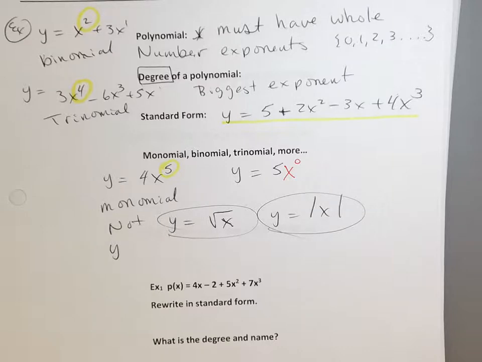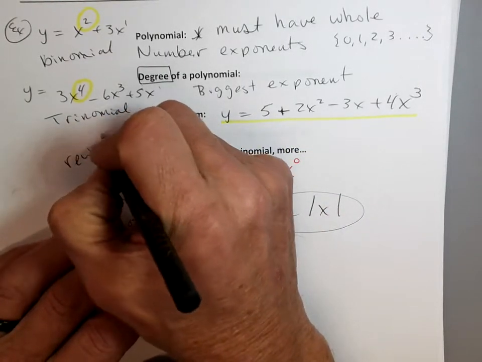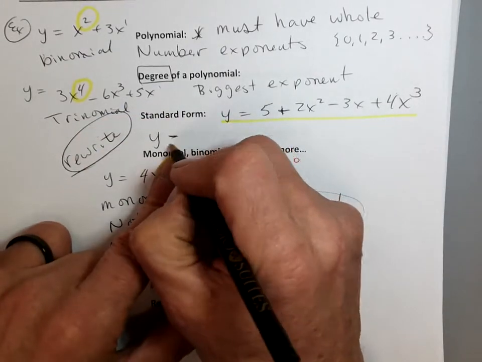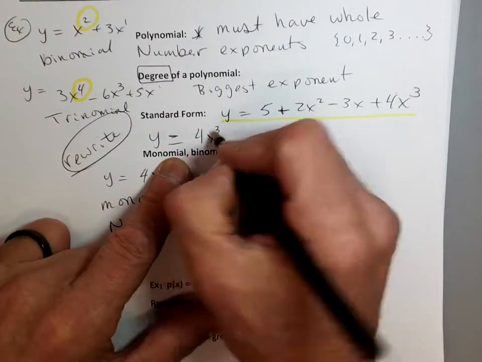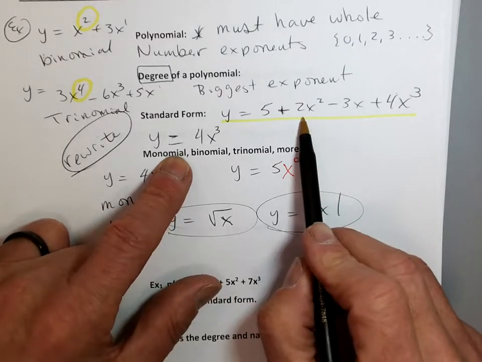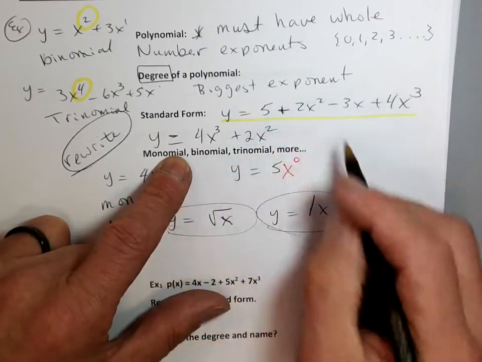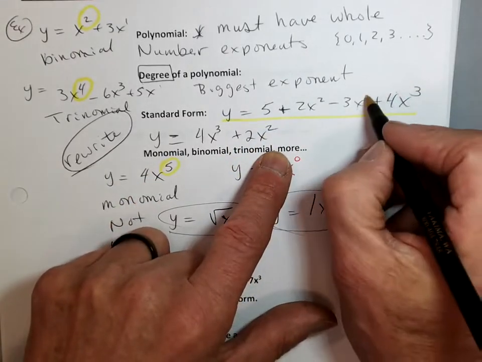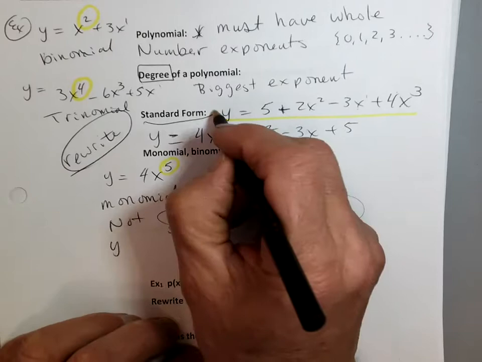So it is a polynomial because all of the exponents are whole numbers, right? 2, 1, 3, and then 0. But it's not in order. We're going to rewrite it. Which is the biggest exponent? Y equals, we're going to put this one first, 4x cubed. Then we're going to put the 2x squared next, because it's got the next biggest exponent. Then we're going to put the 3x next, because it has the next exponent, 1, even though the 1 is invisible. Minus 3x, and then plus 5. So that's what we call putting it into standard form.